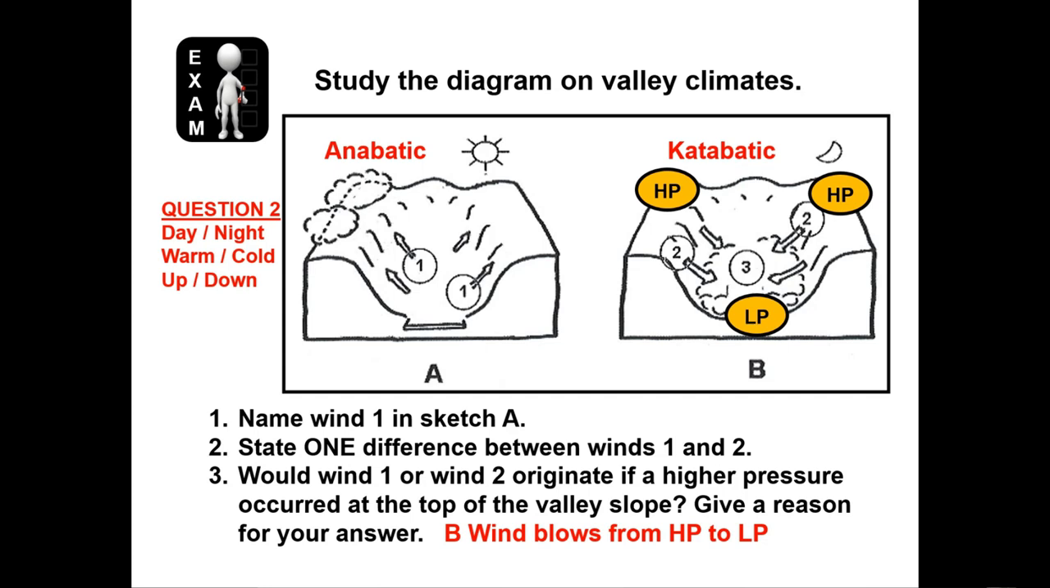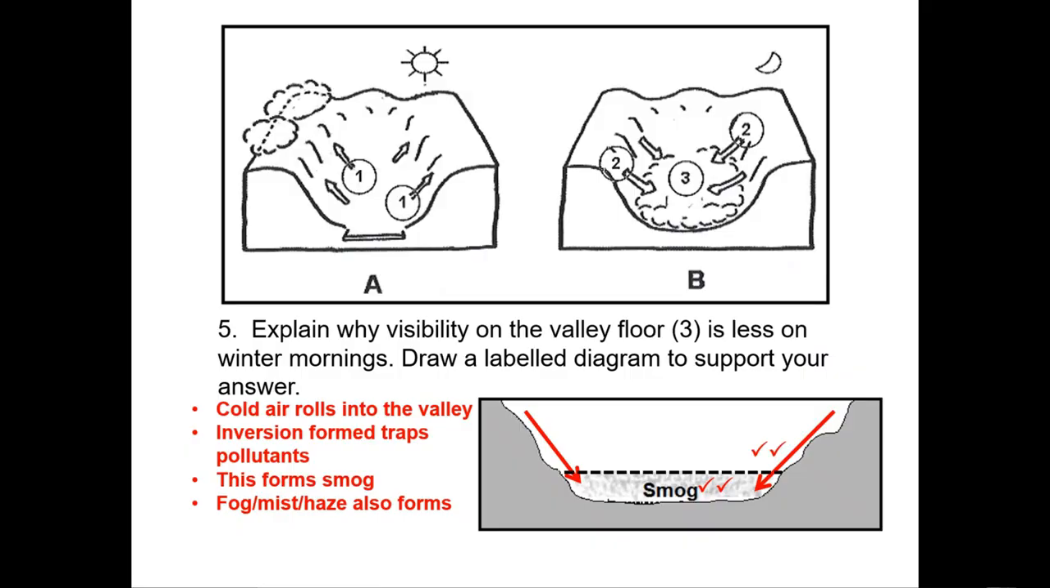Anabatic, katabatic, day and night, cold and warm air, up and down. Easy question to remember, right? And easy marks. I call these things easy marks. So what is the difference between a katabatic and an anabatic? Those are the three or four words that you need to remember. Okay, right. There we go with that.